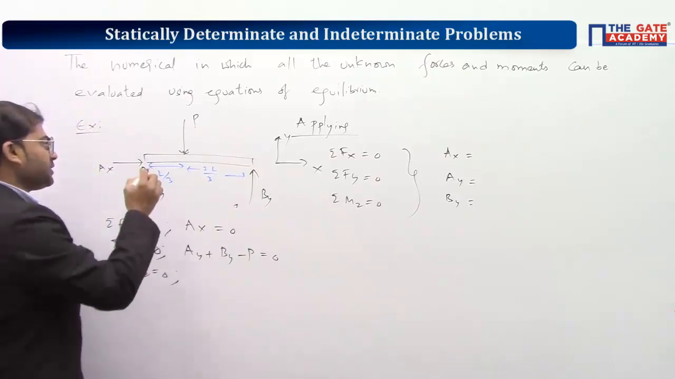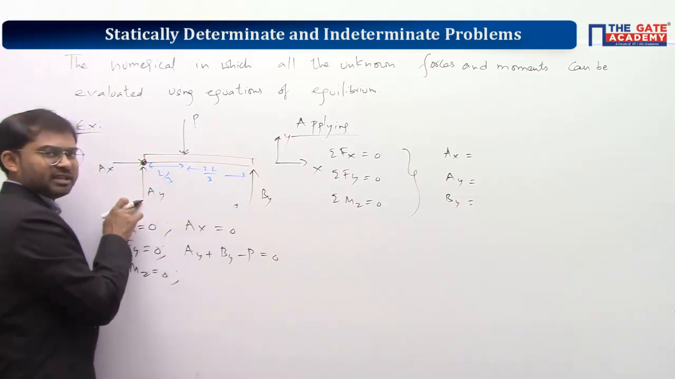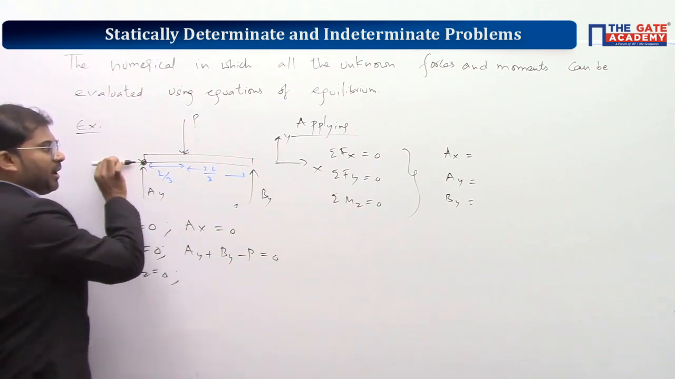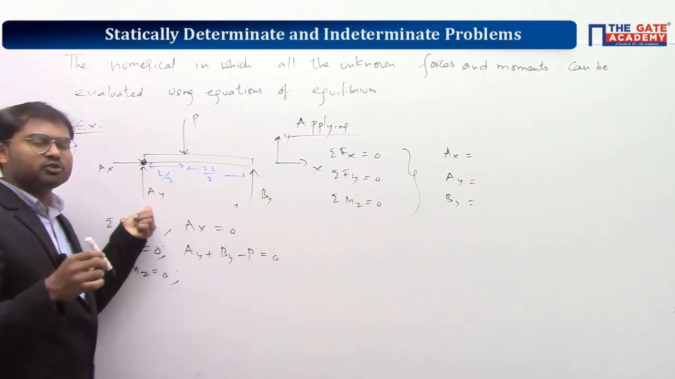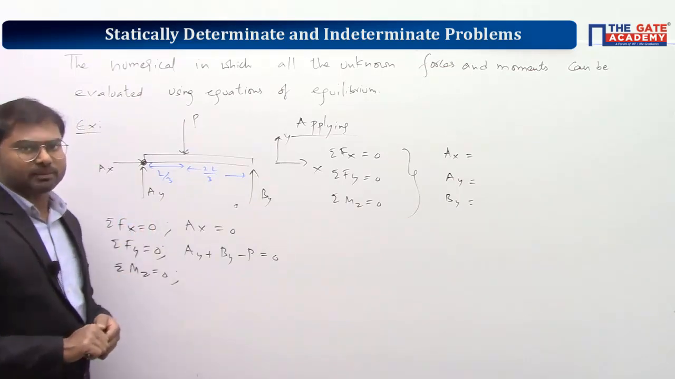Understand? I'm taking this point because I don't want Ax and Ay to come in the equation. Ax and Ay will not come because the forces which are passing through the center will not cause any moment. So Ax, Ay are unknowns. So I'm choosing that point intentionally where the maximum number of unknowns are passing.